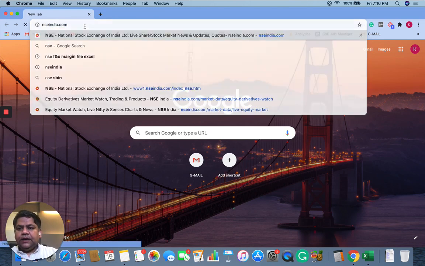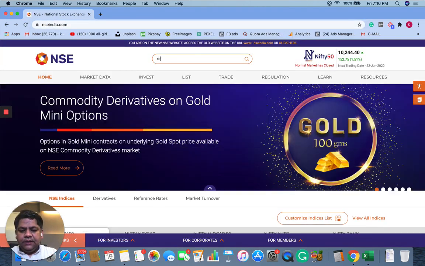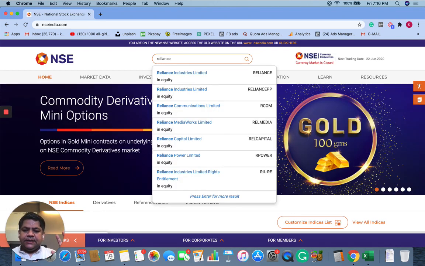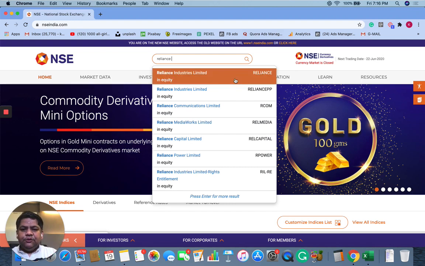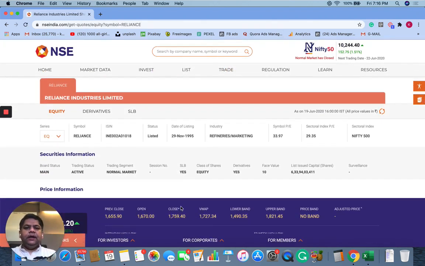So here we have NSE. Now, I have no bias against Reliance. I'm not telling you to buy Reliance or anything. It's just that I had to take one security, and I have taken the company which has the highest market capitalization in India at this point of time.